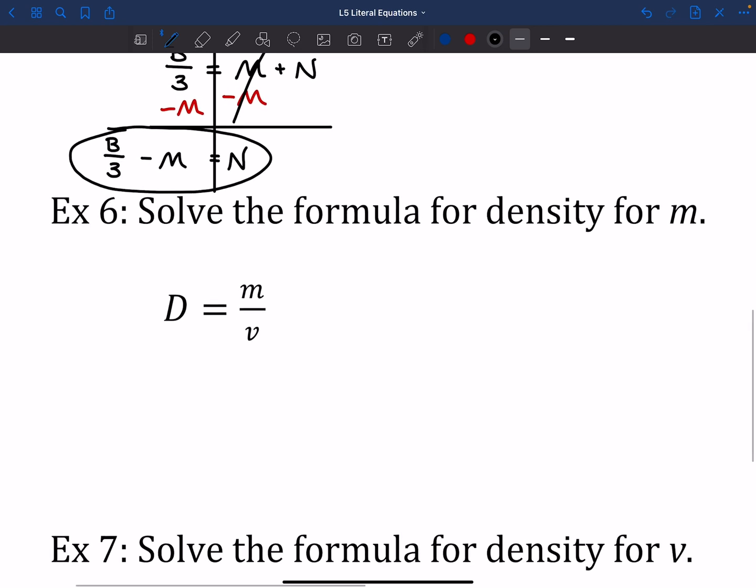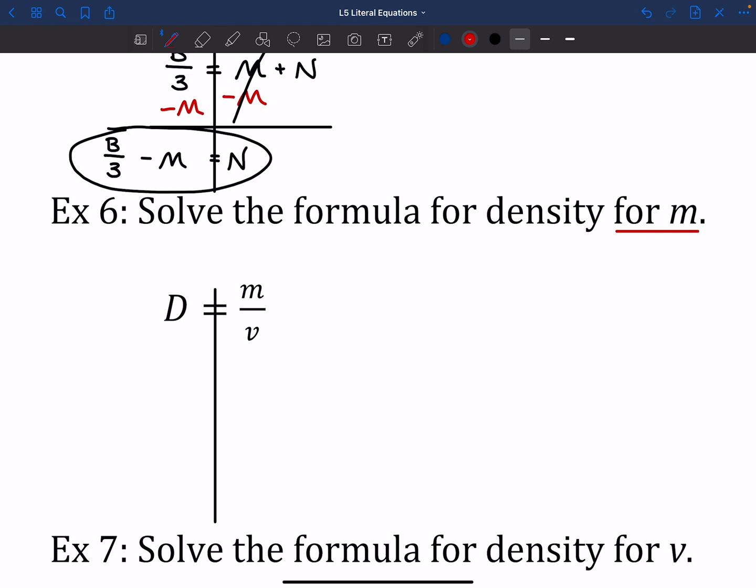We want to solve this. This is the density formula if you weren't sure. Density is equal to mass divided by volume. And we want to solve this for m, right? This is one that comes up in science class. It's useful to be able to solve for different variables depending on the pieces you already know. So if I want to solve this for m, that means the m needs to be by itself.